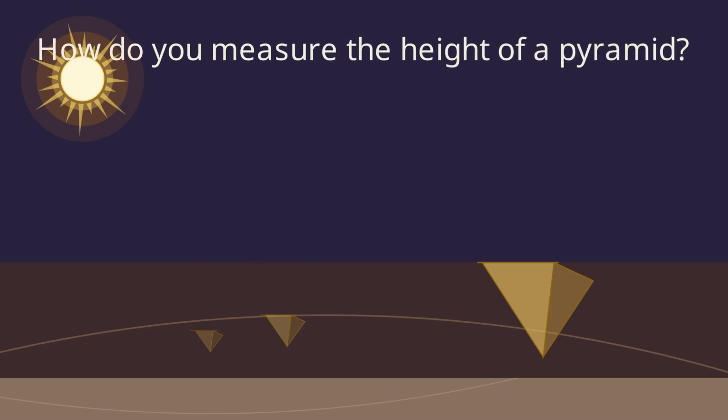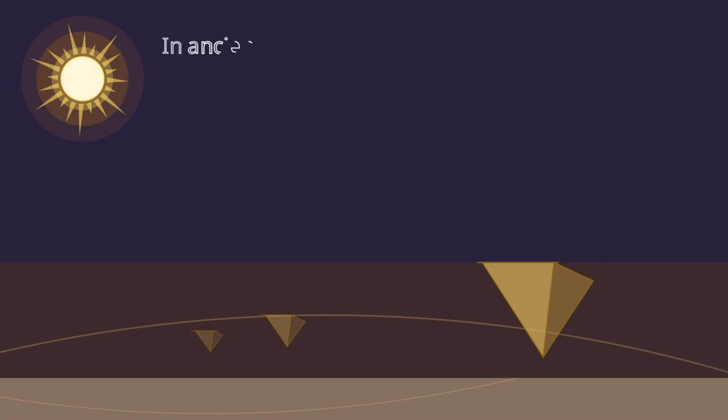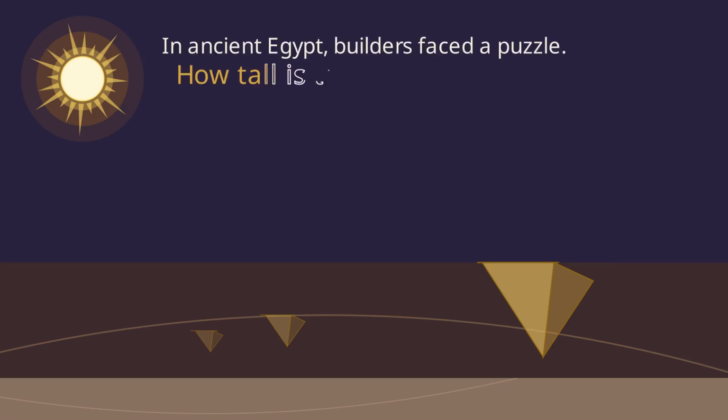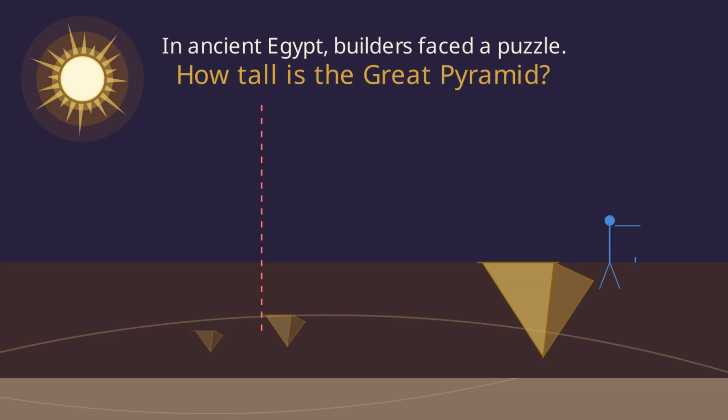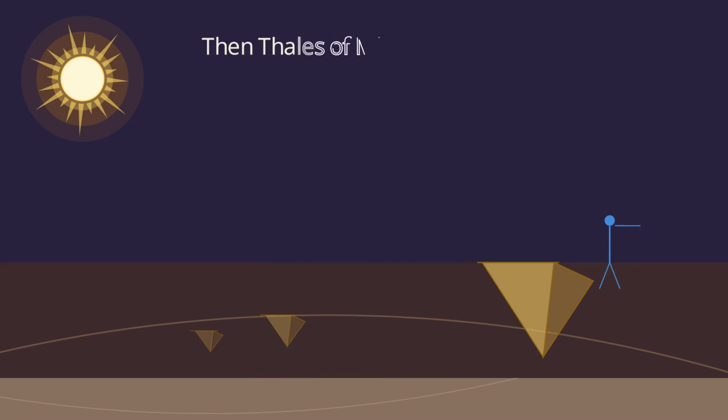It seemed impossible. Then, a Greek thinker named Thales of Miletus traveled to Egypt. And he had a brilliant idea. He did not need to climb the pyramid at all. He just needed sunlight. Thales stood in the sand and watched his own shadow. He waited patiently until his shadow was exactly equal to his own height. At that precise moment, he measured the length of the pyramid's shadow on the ground.